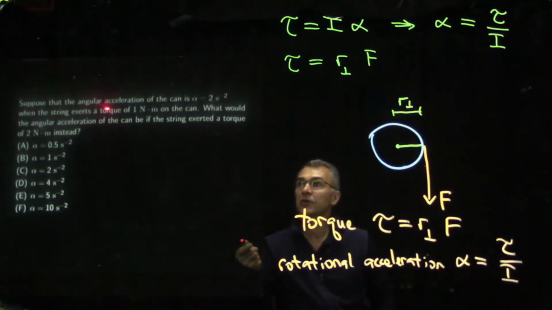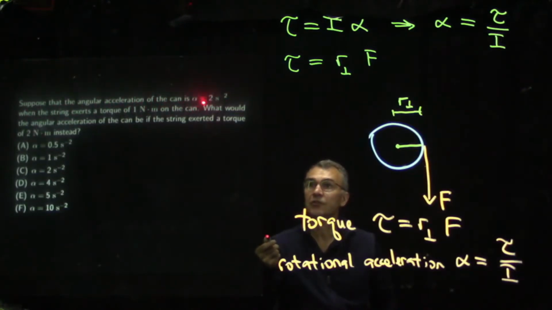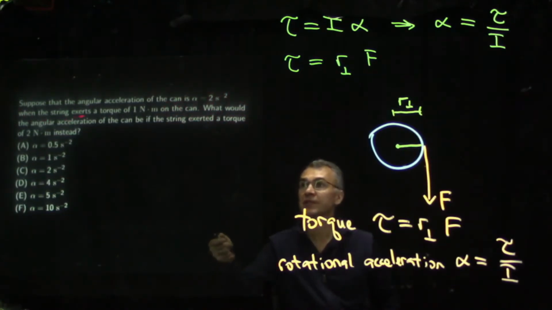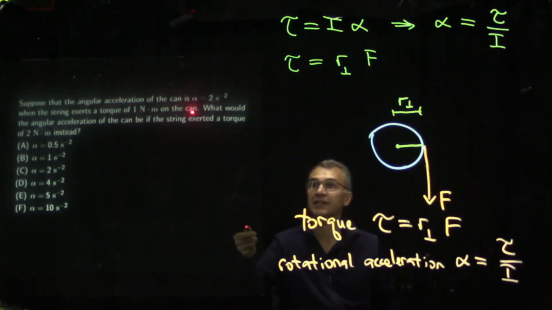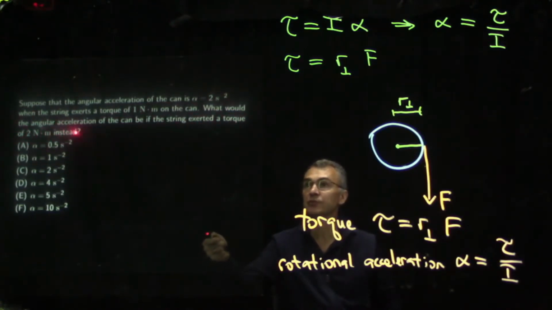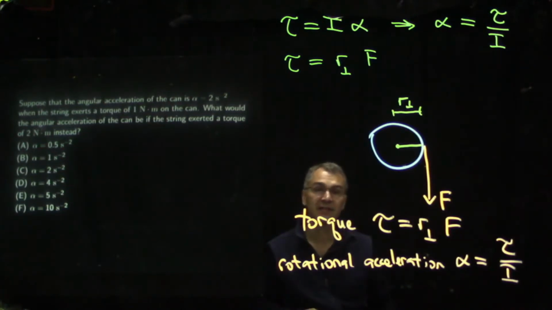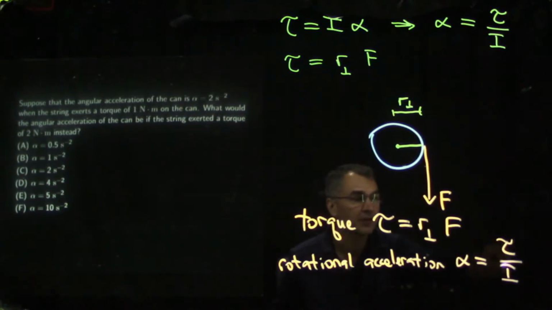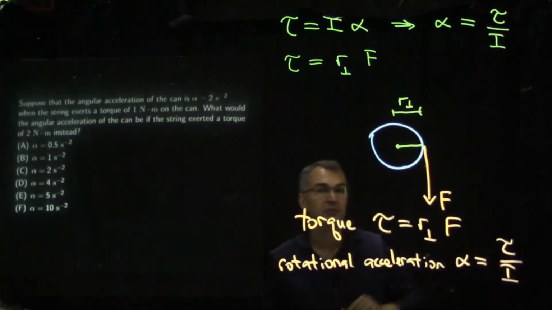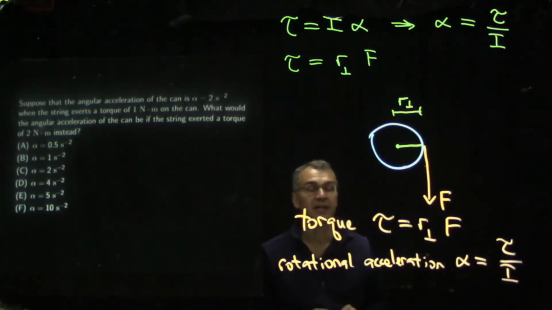Suppose the angular acceleration of the can is 2 radians per second squared. You see I wrote 2 per second squared, but that's the same as 2 radians per second squared. When the string exerts a torque of 1 newton meter on the can, what would the angular acceleration of the can be if the string exerted a torque of 2 newton meters instead? If we double the torque, then if it's the same can, it has the same rotational inertia. Angular acceleration is torque divided by rotational inertia. So if we double the torque without changing the rotational inertia, then we must double the angular acceleration.